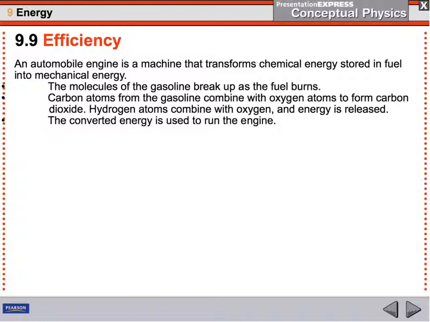The automobile engine is a machine that transforms chemical energy stored in fuel to mechanical energy. The molecules of the gasoline break up as the fuel burns. So you burn the fuel in your gas tank. Then the carbon atoms from the gasoline combine with oxygen atoms to form carbon dioxide. The hydrogen atoms combine with oxygen and water is released. The converted energy is used to run the engine.